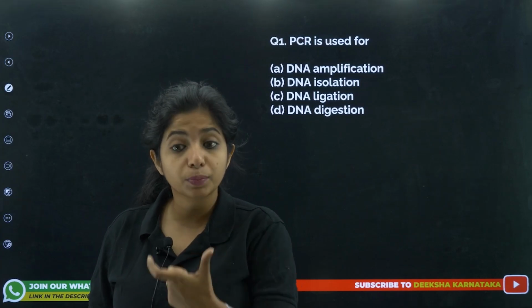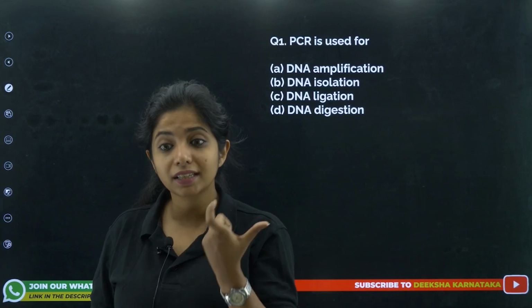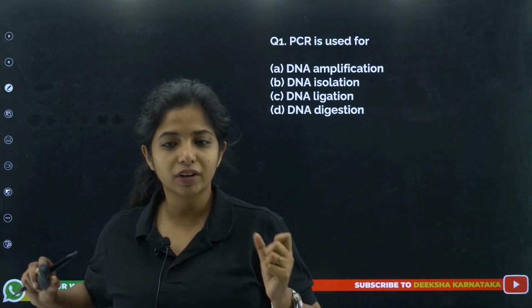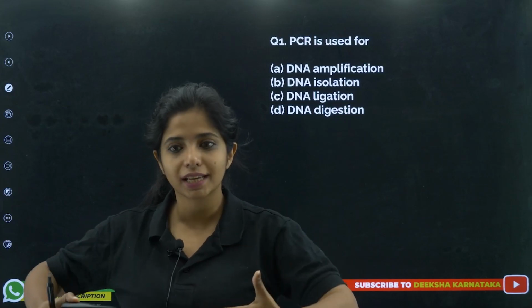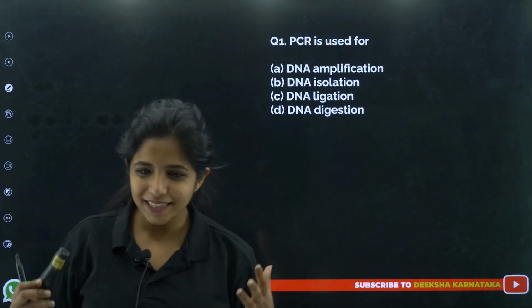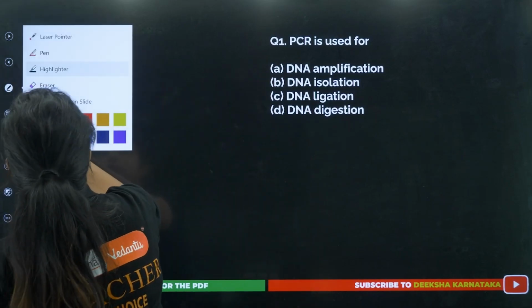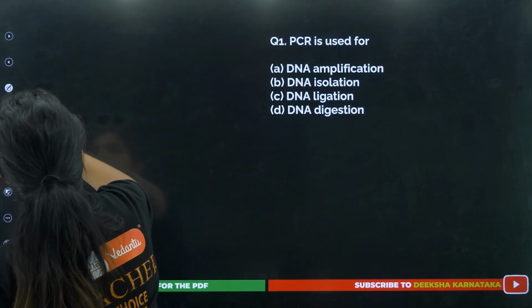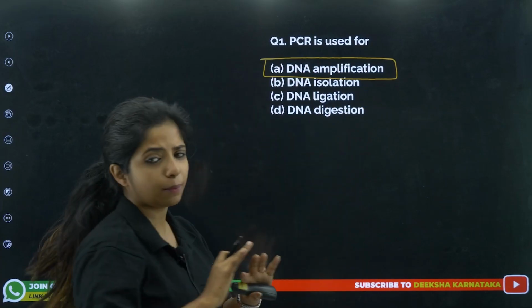So I have to copy this particular thing, just like how we make photocopies, right? Similarly, I want to increase its number. This process in scientific terms is known as DNA amplification, where I am increasing the copy number of DNA. So PCR, polymerase chain reaction, is actually used for this particular process, which is DNA amplification.